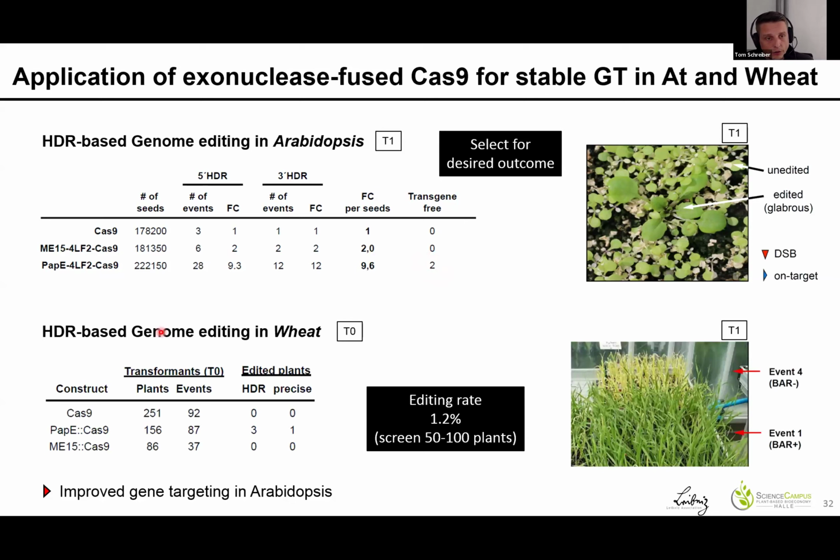Cooperation partners from Limagrain also tested our tool in wheat, and here they did it a bit differently. So first they selected for transformants and then screened the transformants for edits to get an editing rate. And you see out of 87 transformants, we found 3 plants with editing events in the case of PAP-E fused to Cas9. And one of these plants was also precise on both sides. So if we calculate this, we end up with 1.2%. It sounds not so much, but it would mean that you have to screen 50 to 100 plants to get a desired edit. And we can see also the progeny, which is happily growing under Bar treatment. So Bar resistance was the desired outcome in this case.